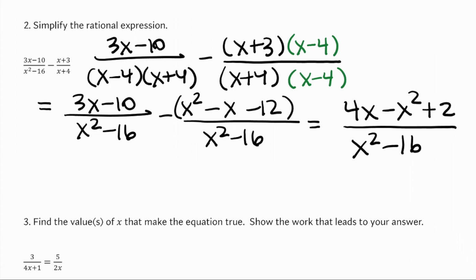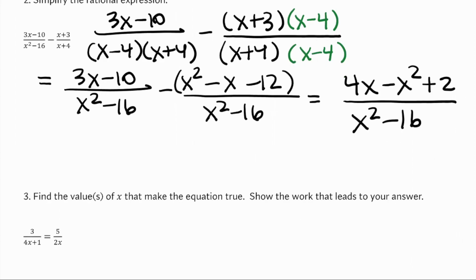So I'm just checking all the things. Okay, an x squared, so it's got negative 1 of them. 3x minus a negative x is 4x, and 10 minus negative 12 is 2. Okay, I feel good about that.